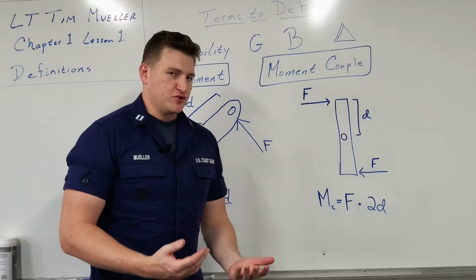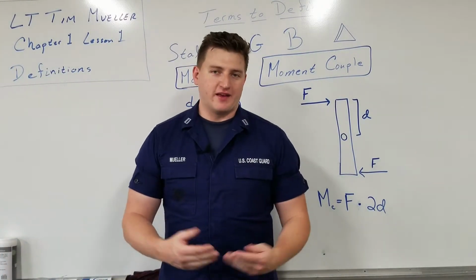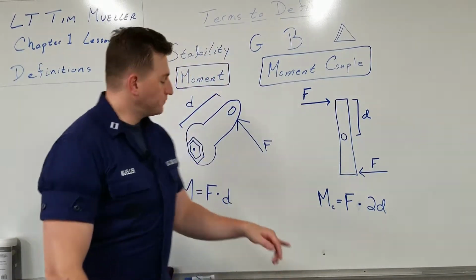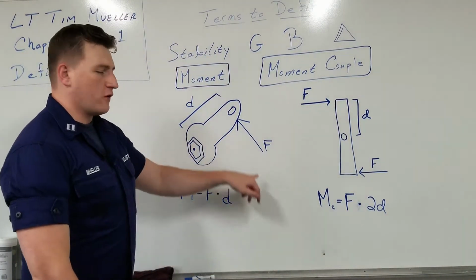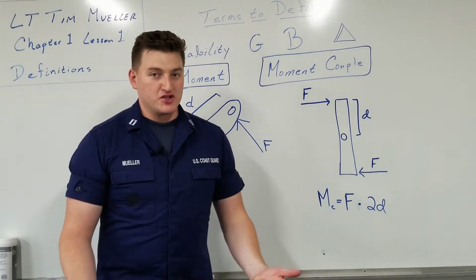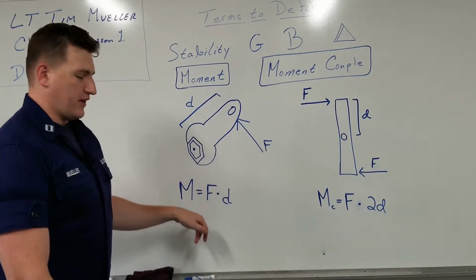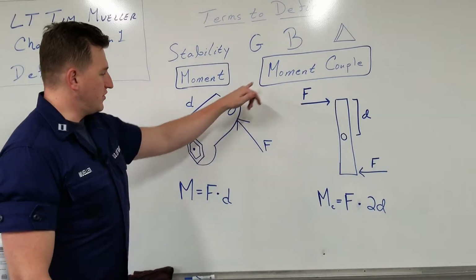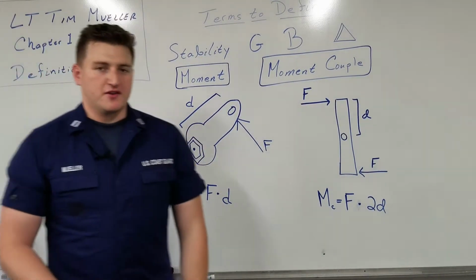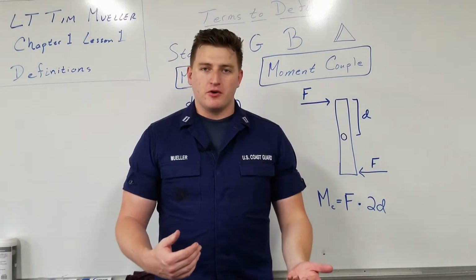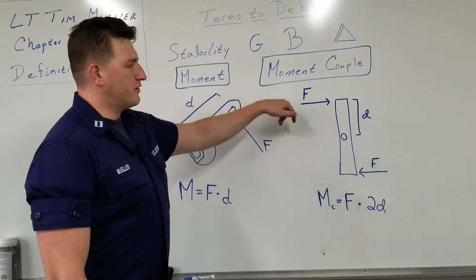When you see people trying to break a bolt out of like an engine block or something like that, what do they typically do? They either try and exert more force on the wrench if they have a machine, or what they usually do is try and find a longer wrench. A longer wrench is going to impart more of a moment, which is going to break free that bolt a little bit more easily. Moving on to moment couple.